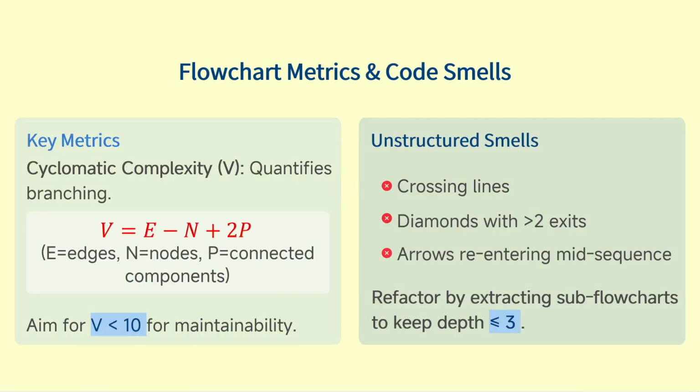So the cyclomatic complexity is calculated like this. V is equal to E minus N plus 2P, where E is going to be the edges, N is going to be the nodes, and P is going to be the connected components, okay. So here our intention when we draw these diagrams is that the complexity has to be less.